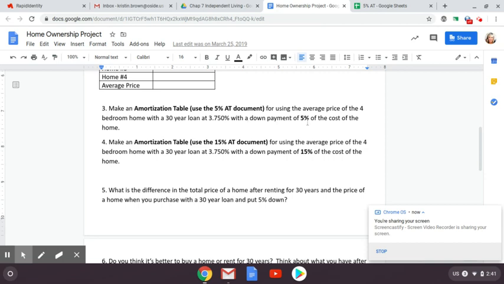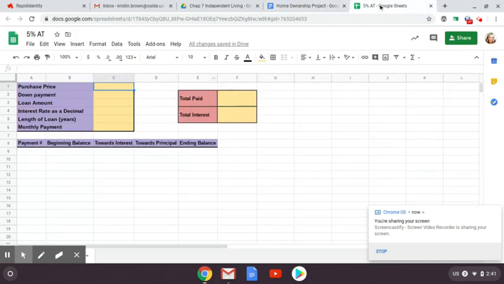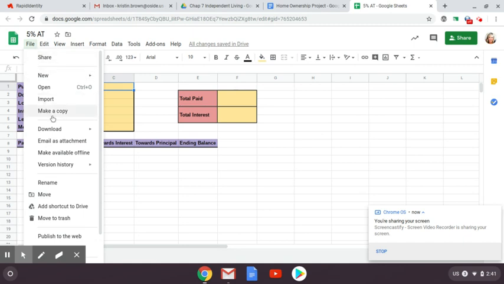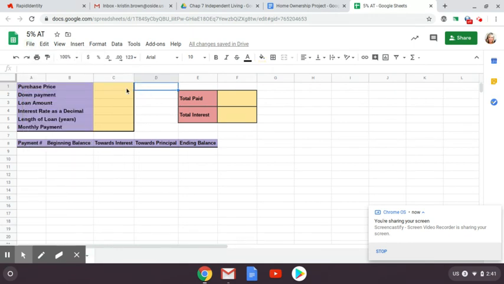So the first one I'm going to show you is the 5% down payment. When you click on the sheet, you'll have to first make a copy for yourself. So start by making a copy. And then you're going to put in numbers that will probably be, or at least this number will be different than mine because it depends on the average cost of your 4-bedroom home to purchase. So I'm going to say I found the average cost was $650,000. Did I get the right number of zeros? Yes. So the purchase price is $650,000.